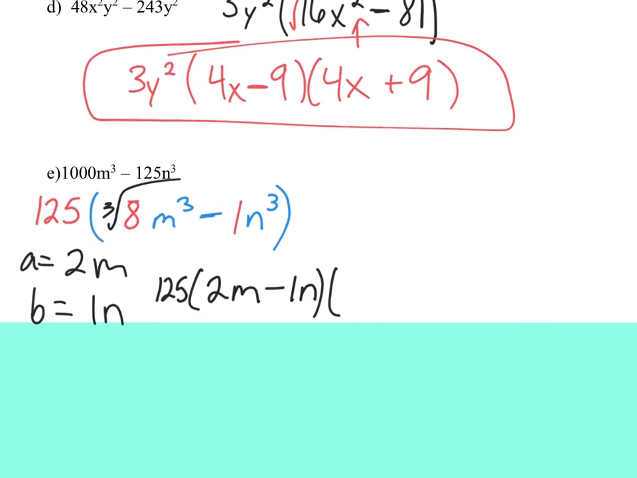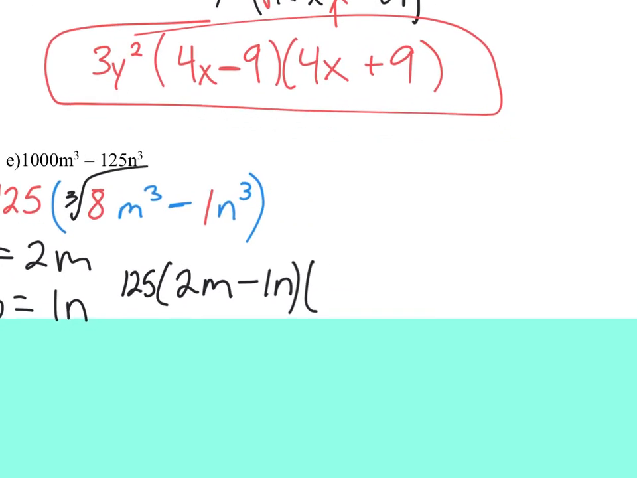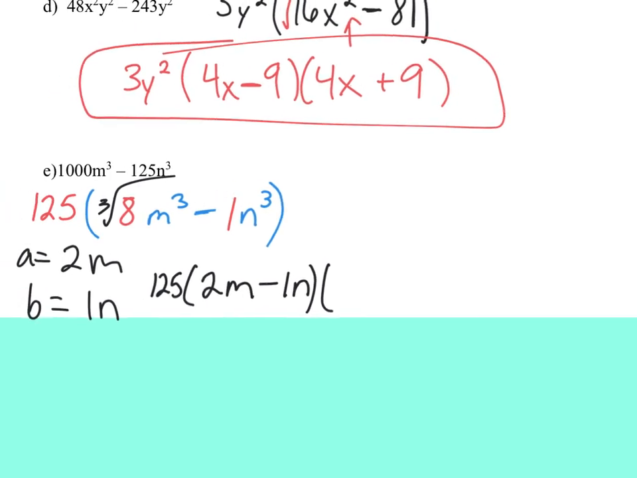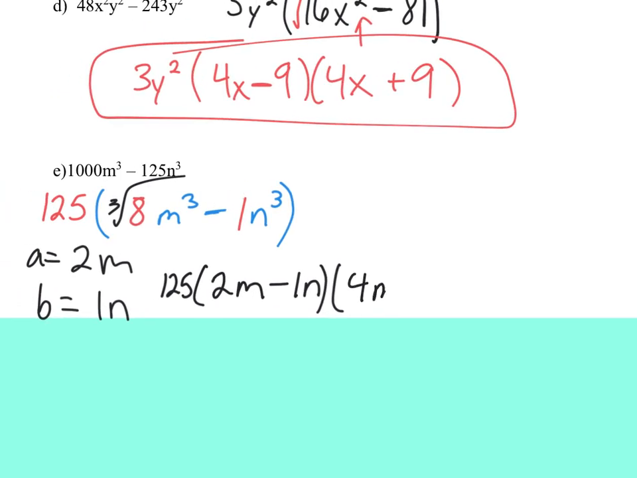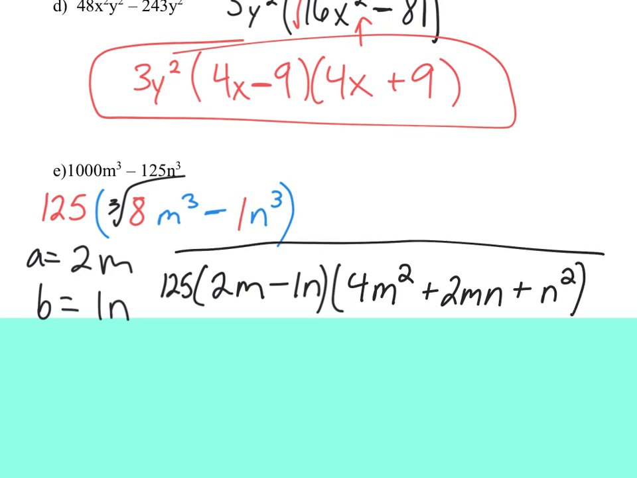A squared, what is 2 squared? 4, and what's m squared? Just m squared. Multiply the 2 together. 2m times n. 2mn. And then what's b squared? 1 squared is just 1. N squared is n squared. Woo, we made that much harder than it needed to be.